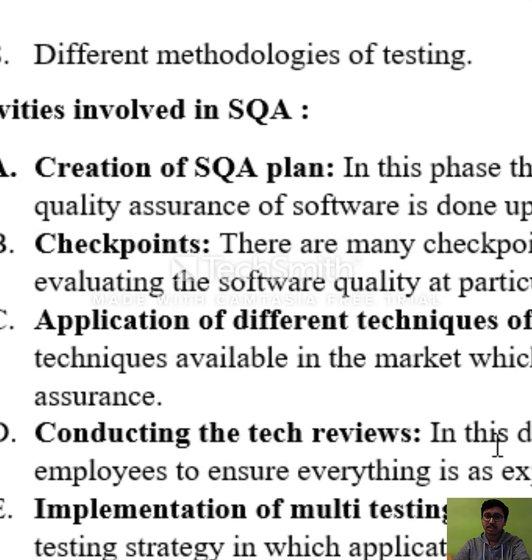The activities involved in SQA: creation of the SQA plan. In this plan, a draft plan would be created to ensure the quality assurance of the software is done up to the mark. The second one is checkpoints. The third one is the application of different techniques of software engineering, conduction of technical reviews, implementation of a multi-testing strategy, conduct of audits, and report maintenance.